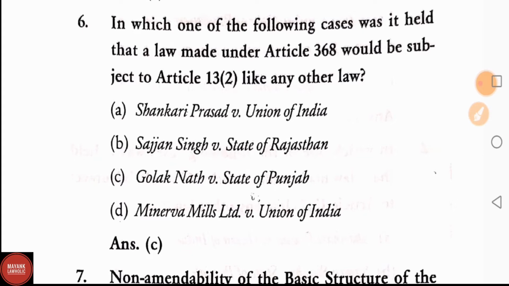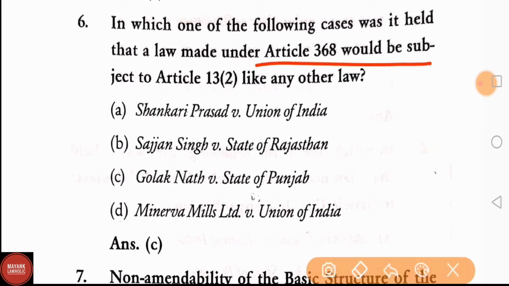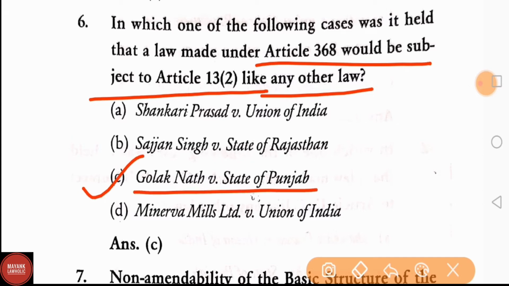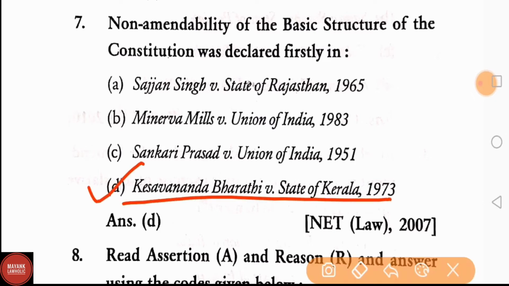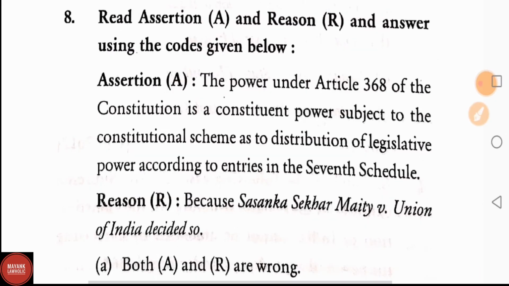Question number 6. In which of the following cases was it held that a law made under Article 368 would be subjected to Article 13 Clause 2 like any other law? It was held in the case of Golaknath vs. State of Punjab. Question number 7. Non-amendability of the basic structure of the Constitution was declared firstly in Kesavananda Bharati vs. State of Kerala, 1973.